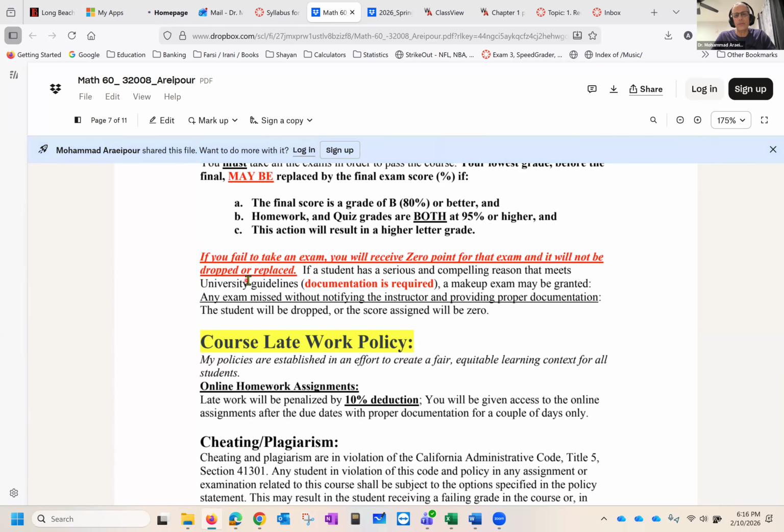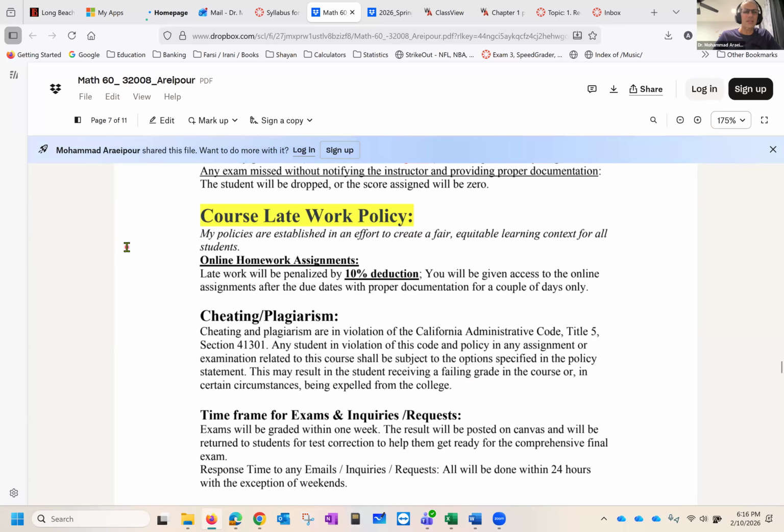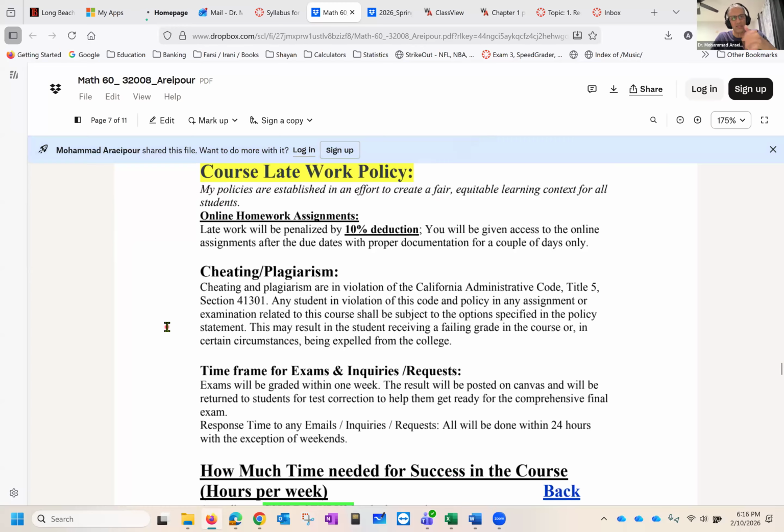If you have a serious and compelling reason that meets university guidelines, and documentation is required, then a makeup may be granted. Late work, basically don't do that. You get behind. It's very easy to get behind. There's a 10% deduction. There is no late work for exams or quizzes.